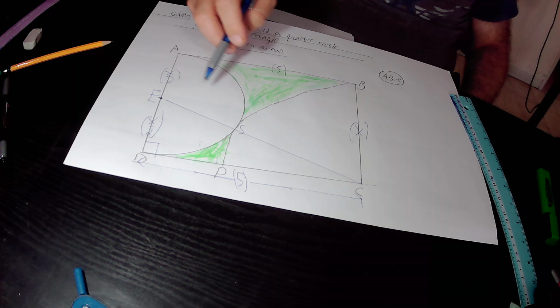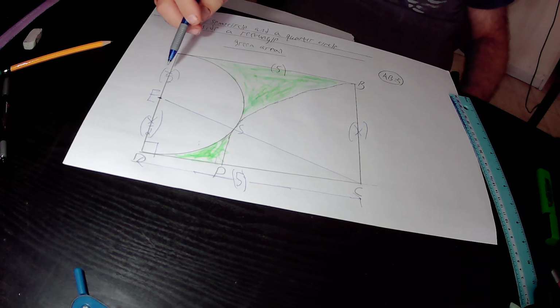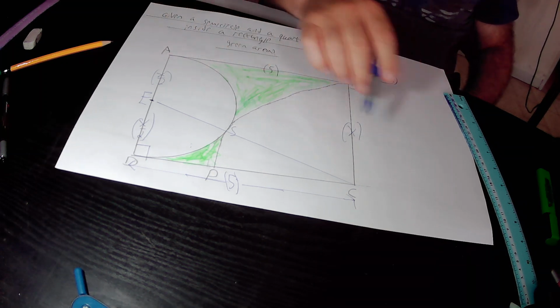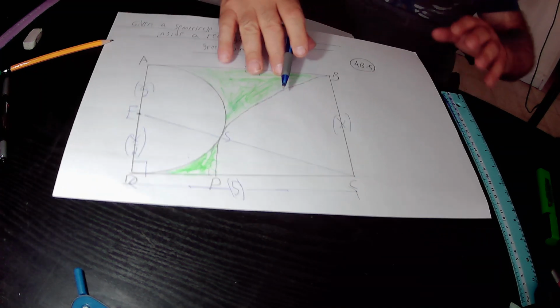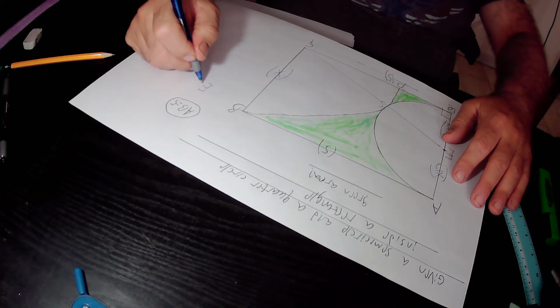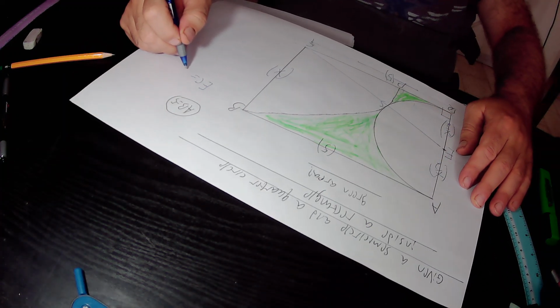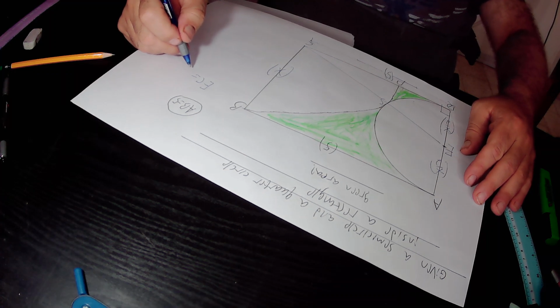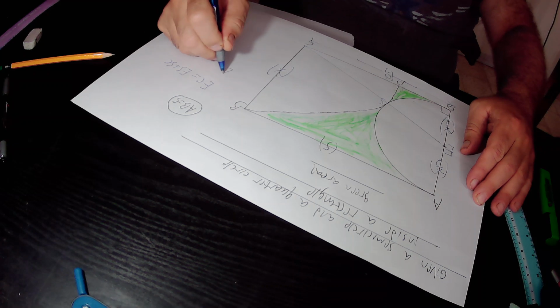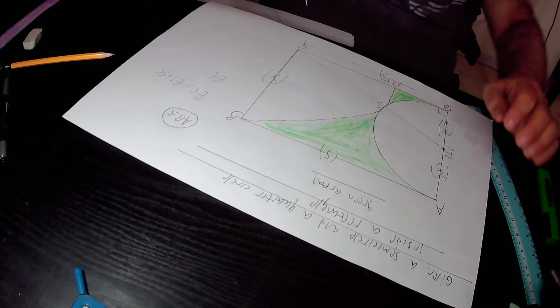Because of the fact that ESC is one straight line, it means that EC will be equal to ES plus SC. So I write it down. Again, EC equals ES plus SC.